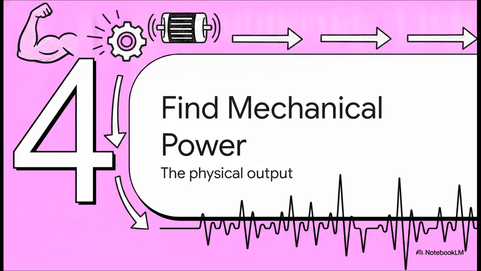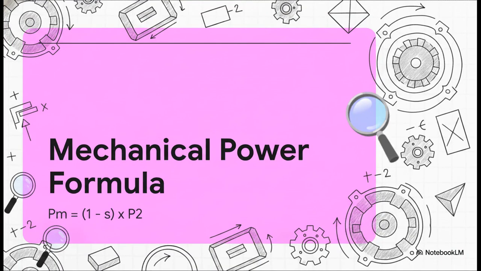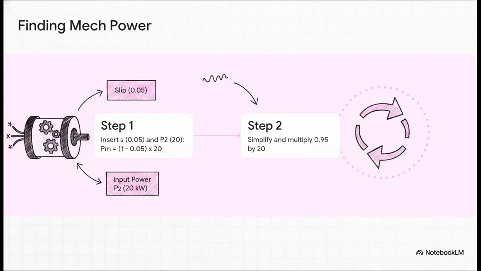Step 4, determining mechanical power. Here's our final formula for this explainer. The mechanical power developed, let's call it PM, is calculated by taking the quantity of 1 minus the slip and multiplying all of that by P2, which is our rotor input power. Once again, we're just taking those basic givens and combining them to reveal our final unknown. Let's break this math down one last time.